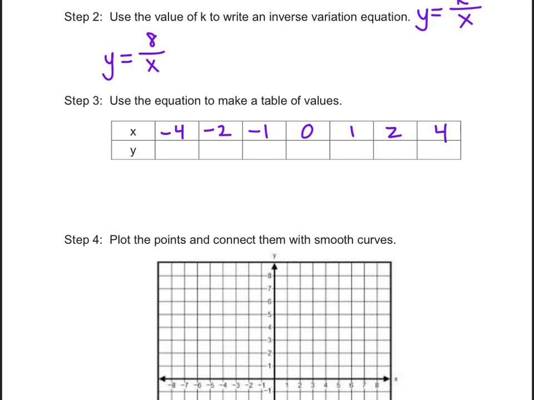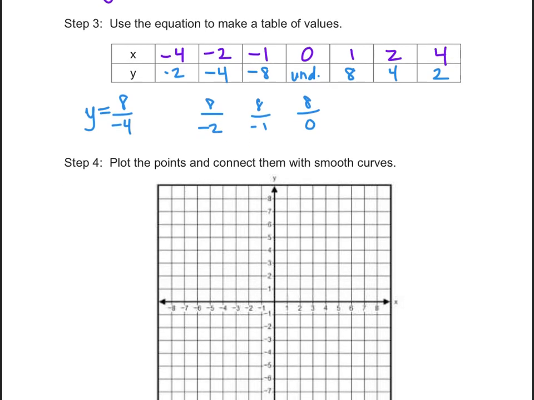Okay, so let's fill in our table of values. Here I'll just write a couple of them out. Y equals 8 divided by -4. If x is -4, that gives us -2. 8 divided by -2 gives us -4. 8 divided by -1 gives us -8. Now 8 divided by 0, we just always want to be aware of the points on the graph where it is undefined. So 8 does not divide by 0, so we will just say that that is undefined. I'll just put a little note in there. And then 8 divided by 1 is 8, 8 divided by 2 is 4, and 8 divided by 4 is 2. So this table of values just gives us the points we're going to plot on our graph.